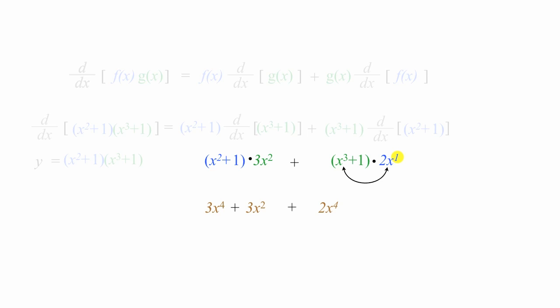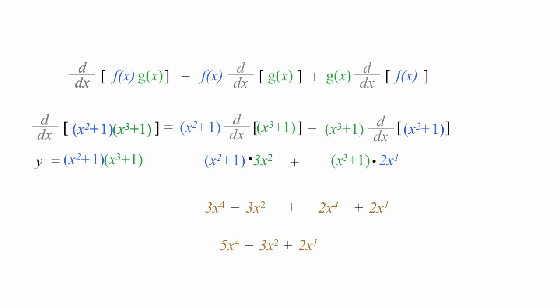Again, I'm going to add the exponents. So it gives me 2 times x to the 4th power, plus 1 times 2 times x to the 1st power, which is 2 times x to the 1st power. Now I begin to combine like terms. There's 2 things to the 4th power, and I add those together, which is 5 times x to the 4th power, plus 3 times x squared, plus 2 times x to the 1st power. So there you have it, and Bob's your uncle.